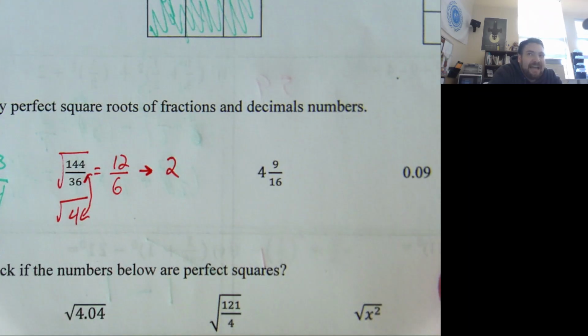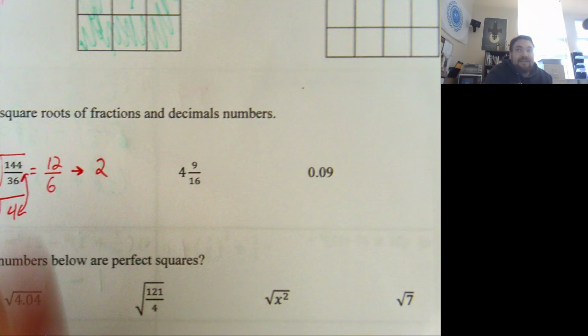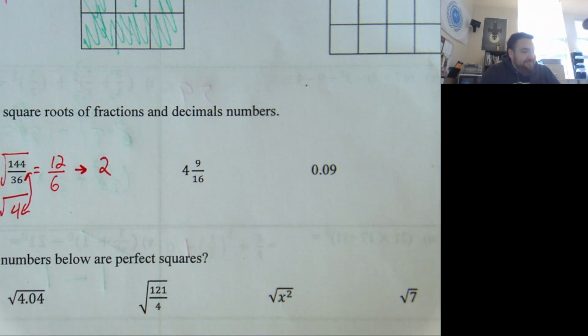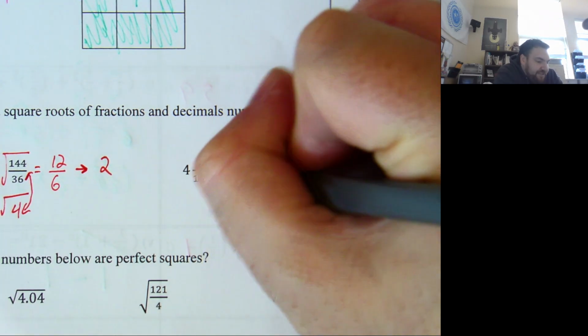How about this one? 4 and 9/16. Is that thing a perfect square? Are you sure? Now you're unsure. Okay, what's the first thing we're always supposed to do with mixed numbers? Make them improper. So 16 times 4 is? 64 plus 9 is? Thank you. So this thing's going to become 73 over 16.